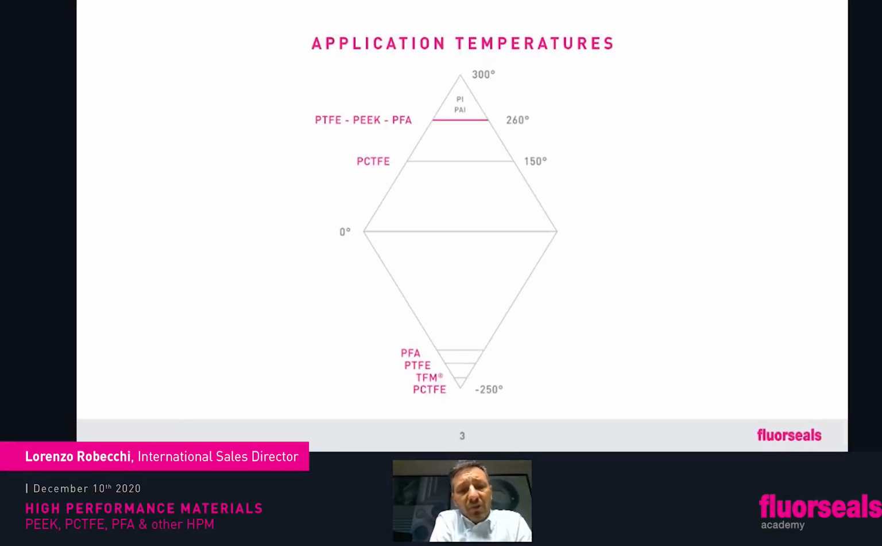So application temperature, this is the typical pyramid of fluoropolymers and plastics. The funny thing is that we also added the bottom. So not only above temperatures, but also cryogenic temperatures. So there is a handful of plastics which can go above 260. 260 is the maximum continuous temperature of many fluoropolymers and PEEK.